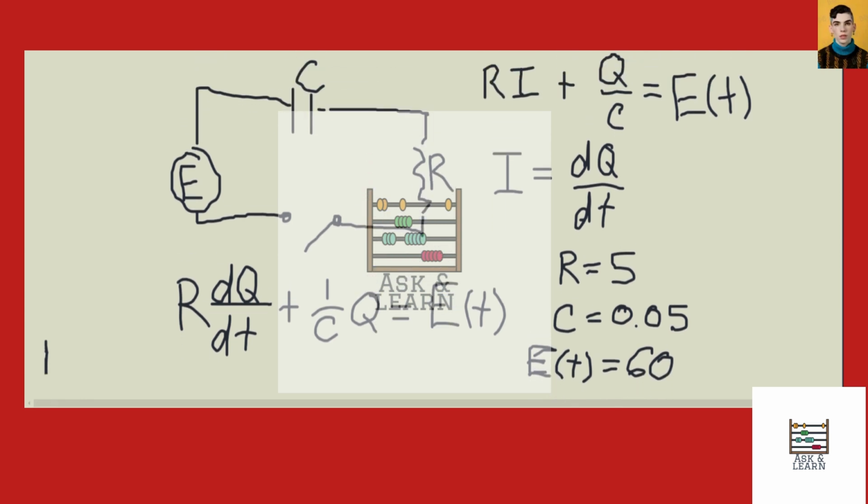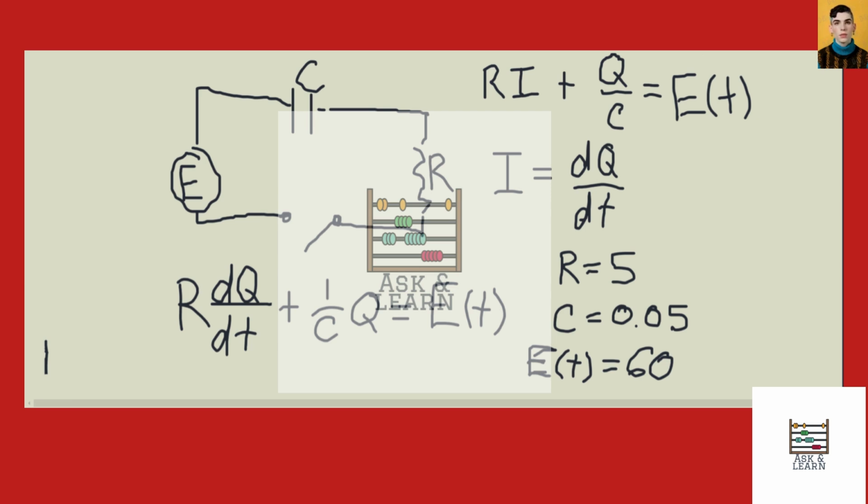The circuit we're given has four distinct parts. We have E, which is our battery, which supplies voltage. And we're told that voltage is supplied constantly at 60 volts. C is our capacitor, which we're told has a capacitance of 0.05 henries. And R is a resistor, which we're told has a resistance of 5 ohms. And finally, we have a switch, which determines whether or not the circuit is open or closed.